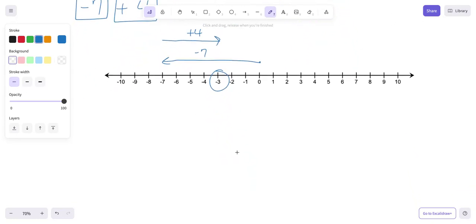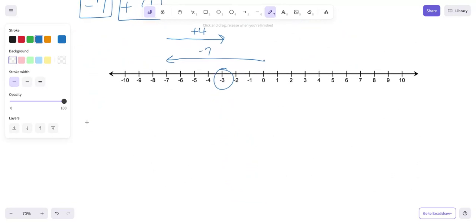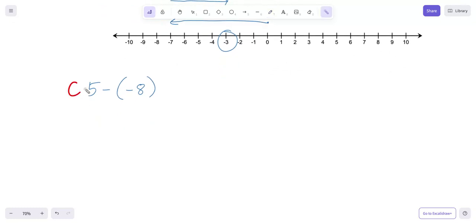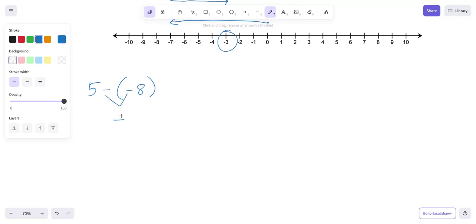Okay, let's go. 5 minus negative 8. So here I don't have a sign in front of 5, so we assume it's positive. Here we have two signs next to each other, so a minus and a negative. So when there's two of them, we combine them. They're the same, so they turn into plus. So this is really 5 plus 8, and we obviously know that's 13.